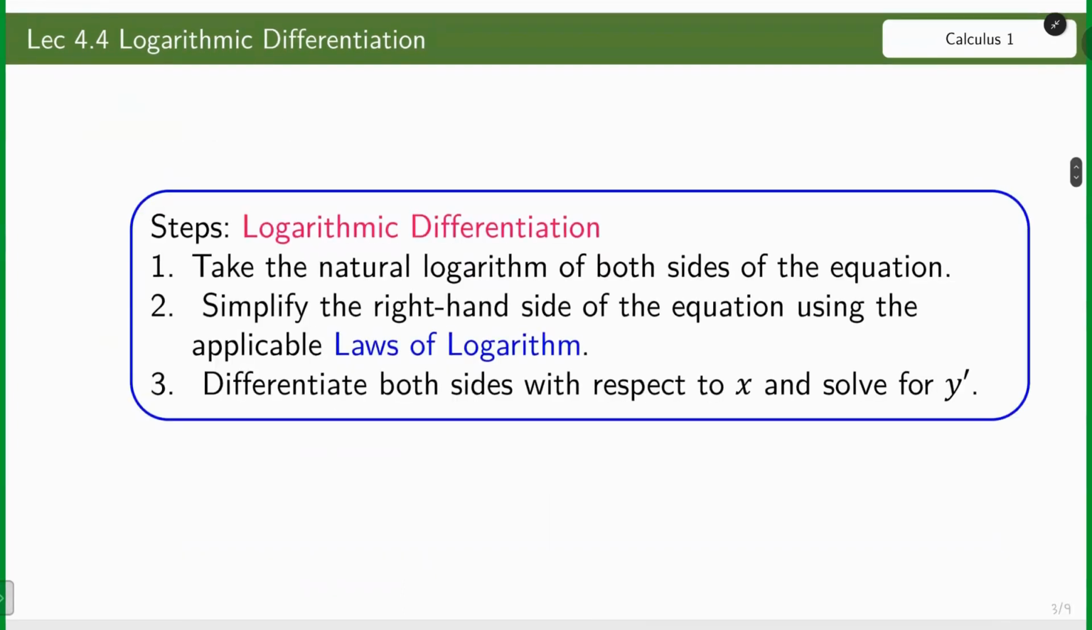Here are the steps in the logarithmic differentiation. First, take the natural logarithm of both sides of the equation. Simplify the right-hand side of the equation using the applicable laws of logarithm. And then differentiate both sides of the equation with respect to x and solve for y prime. So this is similar to the implicit differentiation where we solve for y prime. But the difference is we're going to make use of logarithms.